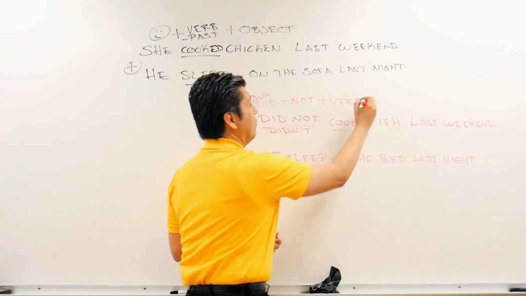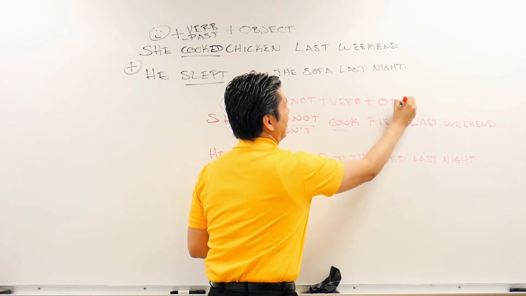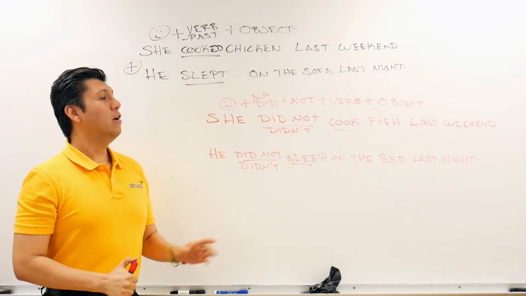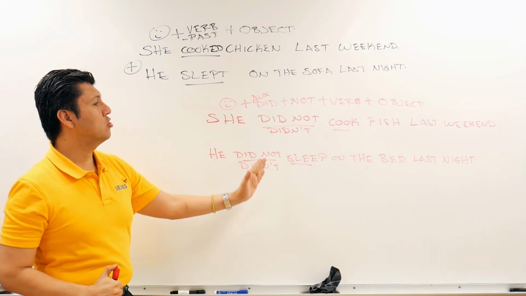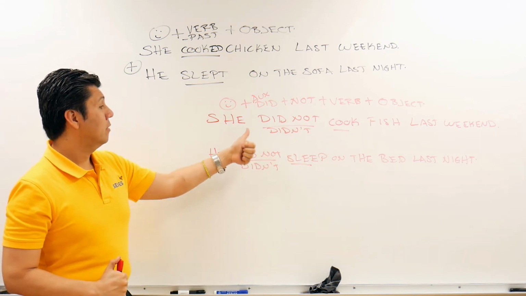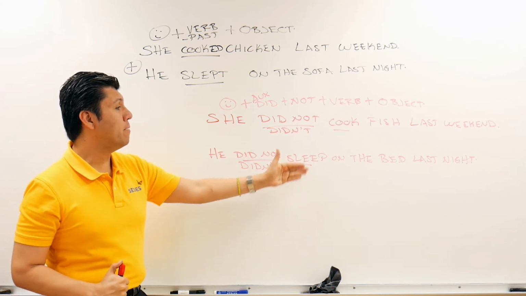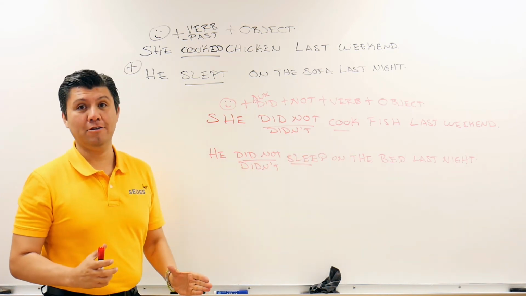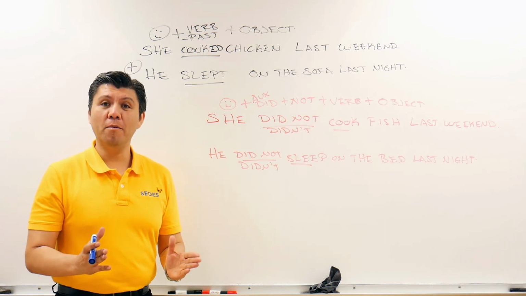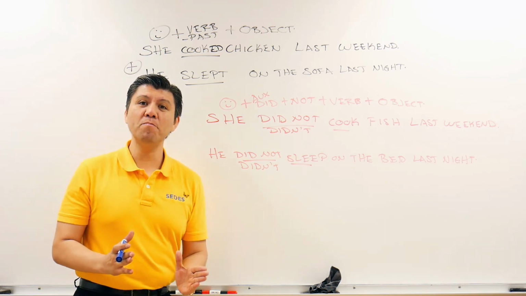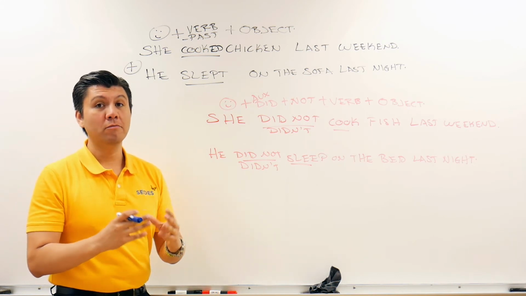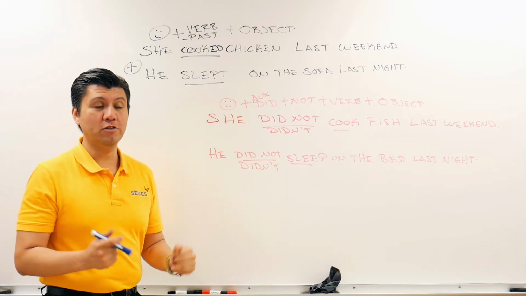And after the verb or action, the object. Who's receiving the action? Okay? So I have that she did not or she didn't cook fish last weekend. He did not or he didn't sleep on the bed last night. Now, let's continue and make some questions in simple past. Let's make some examples using closed questions or yes or no questions.